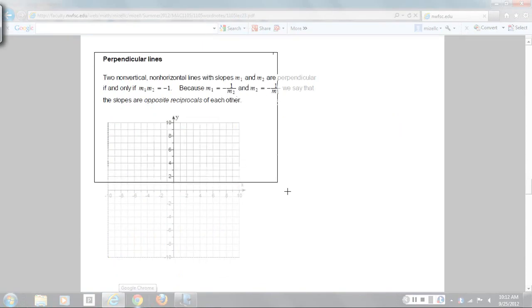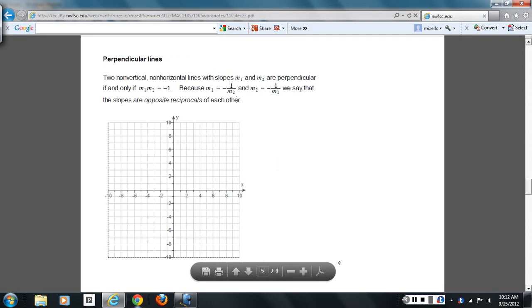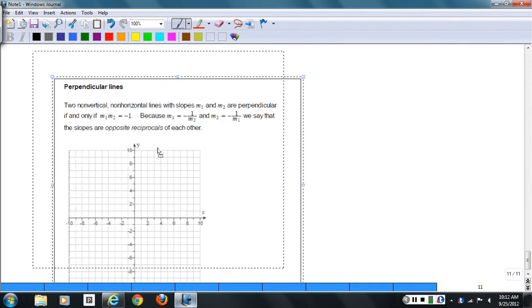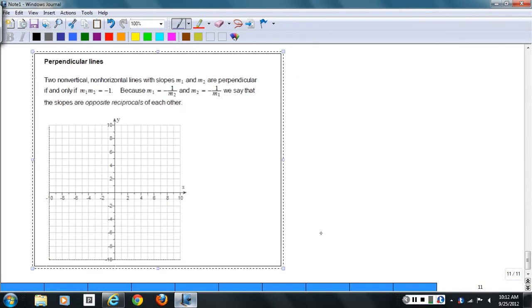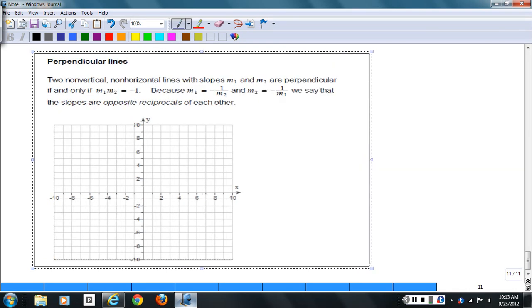According to this, non-vertical, non-horizontal lines are going to be perpendicular to each other if, when you multiply their slopes together, you get -1. Now, I want to drag this out so that the height of each little square is the same as the width of each little square, as it's supposed to be for squares. So, is that enough? Or should I go a little bit farther?